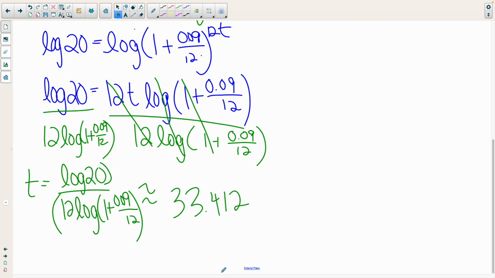Yeah, so it's about 33 and a half years, but you can give it just like this. I'm not making you turn anything into months, so I have no problem with just that.